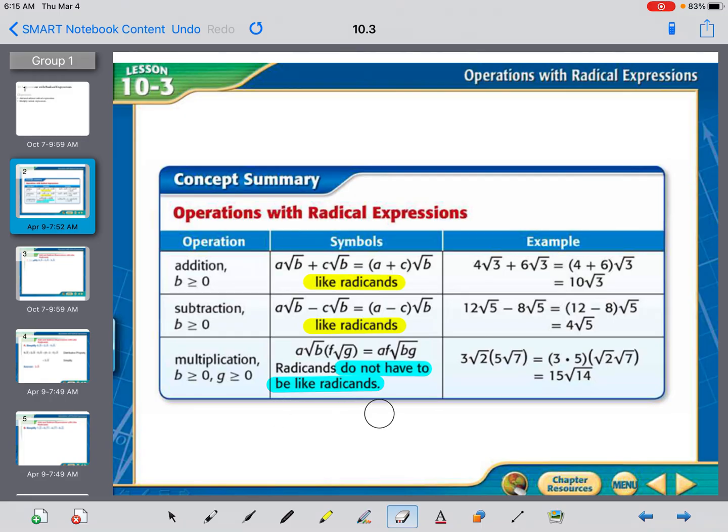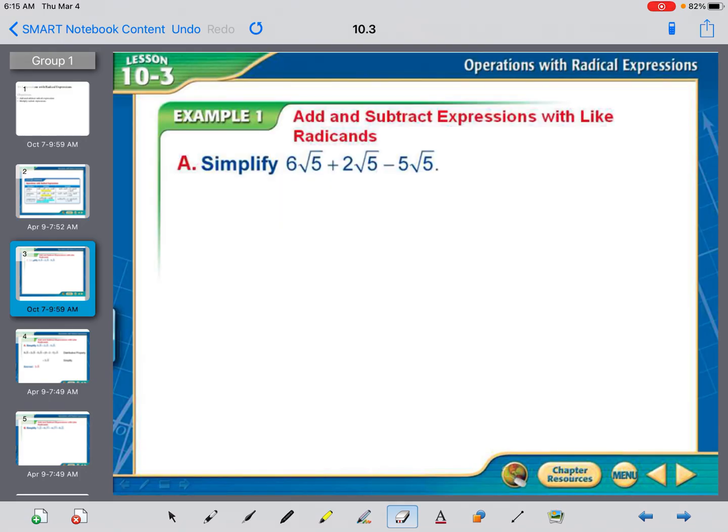Now multiplication, you do not have to have like radicals. It says that very clearly here. You do not have to have like radicals. But when we multiply, what we have to be careful about is multiplying the outside parts, the 3 and the 5, and multiplying the inside parts, the 2 and the 7. And that's how that's going to work.